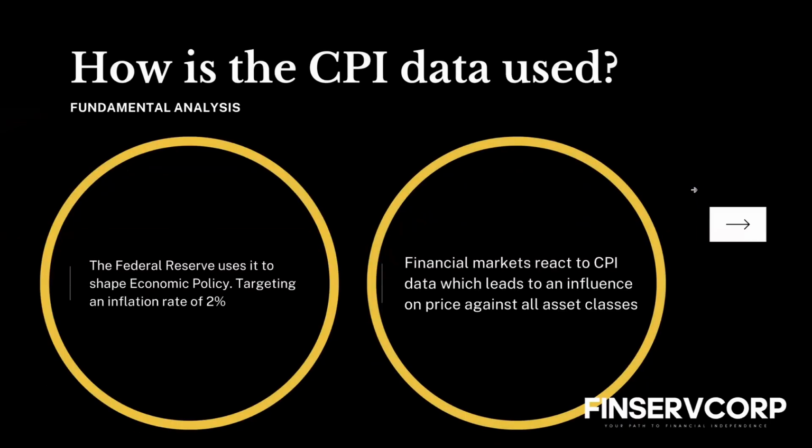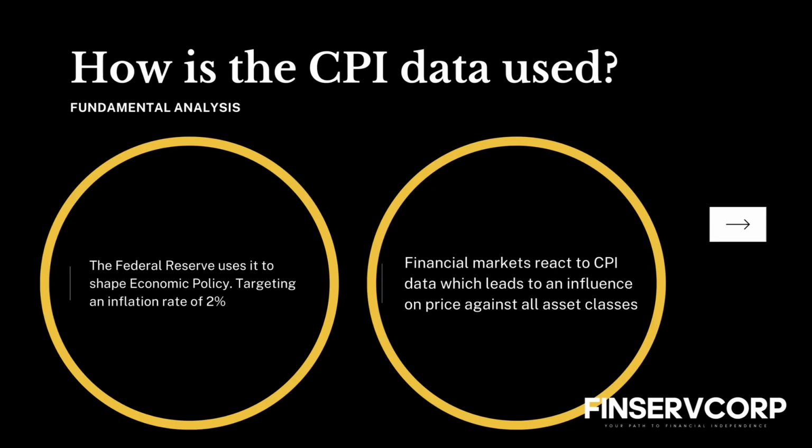Now, how is the CPI data used? There are many factors, but I chose the two most relevant ones. The Federal Reserve uses it to shape economic policy. Like I said earlier, the CPI value is your inflation, more or less. They want to keep the inflation rate at 2%, so they're targeting inflation. If, for instance, inflation is high, let's say 5%, they want to do everything in their power to move that 5% to 2%, and they will shape their economic policy accordingly.